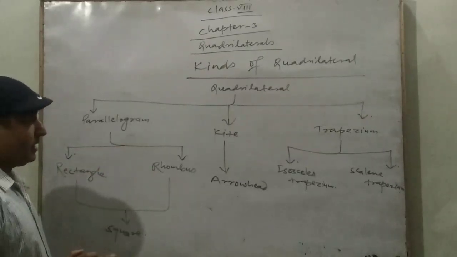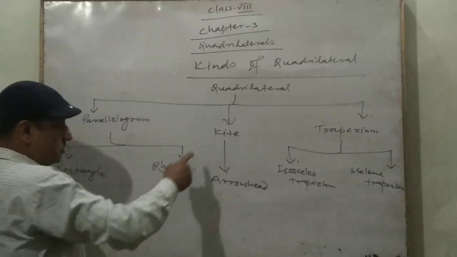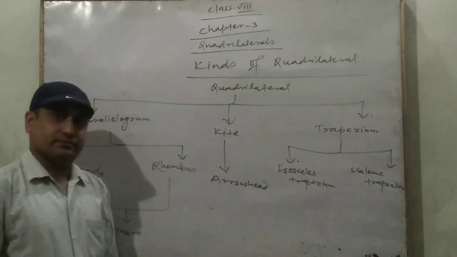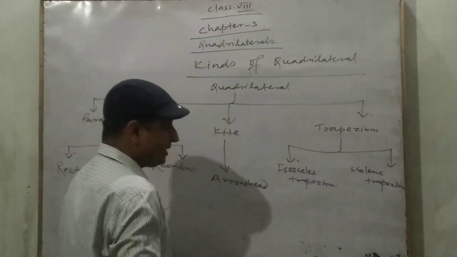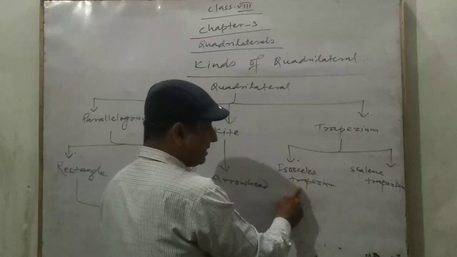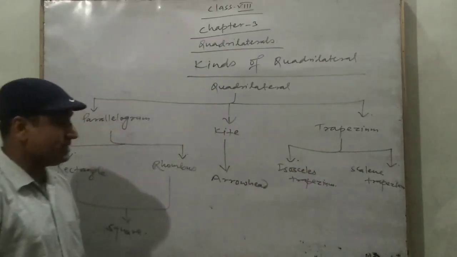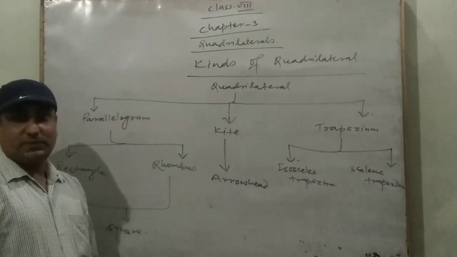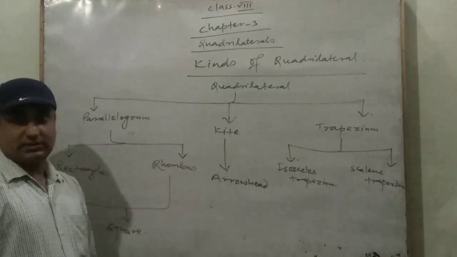This is the flow chart of quadrilateral. You have to understand. Kite has one special kind, that is arrowhead, and trapezium has two kinds, isosceles trapezium and scalene trapezium. Now I have to explain all the definitions and properties of all these kinds of quadrilaterals. Now let's begin this topic.